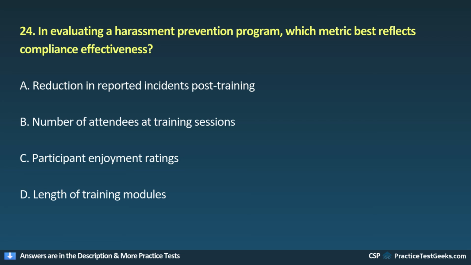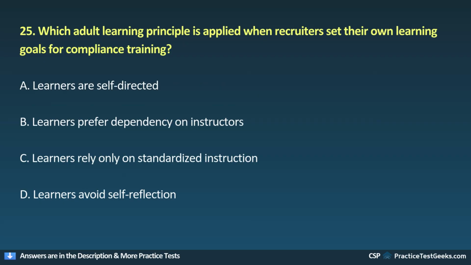24. In evaluating a harassment prevention program, which metric best reflects compliance effectiveness? A. Reduction in reported incidents post-training. B. Number of attendees at training sessions. C. Participant enjoyment ratings. D. Length of training modules.